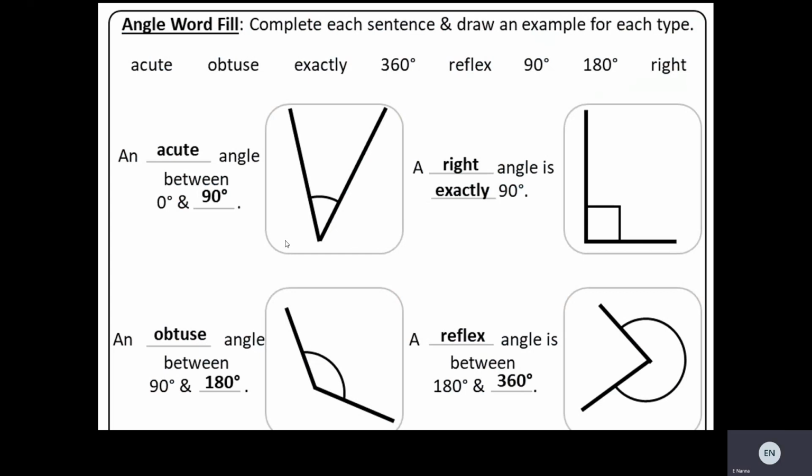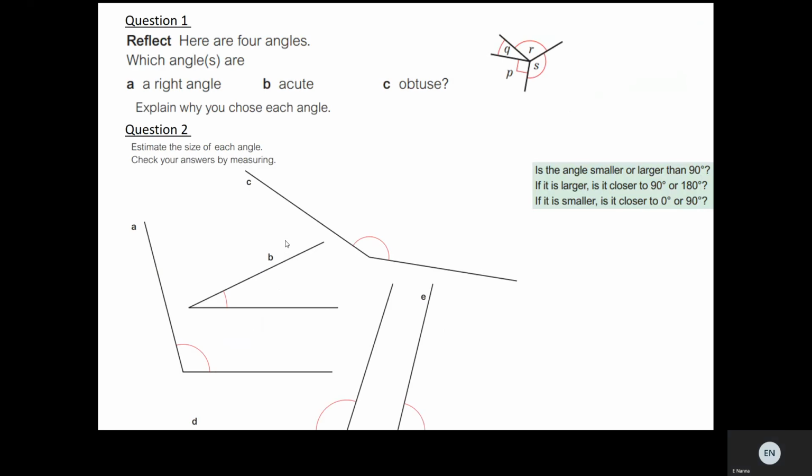If you're not able to do anything, not to worry, the video will still be on Teams for you to access. So you can still at any time play the video and go through. Is that okay? Okay, here are 4 angles. One question for you to do. Here are 4 angles. Which angle or angles are a right angle?